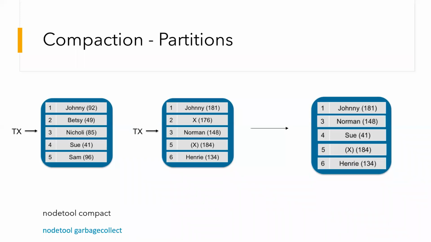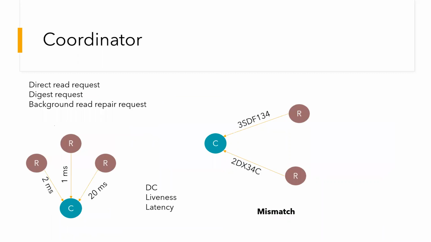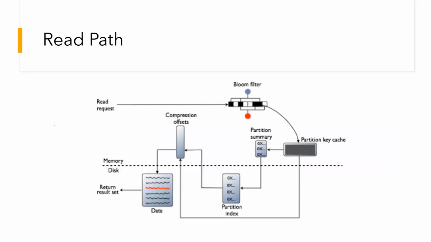You use nodetool. That's one of the utilities that you will be using to execute some of these administrative kind of executions. So let me go back to SS table. Now let's go to the read path quickly.